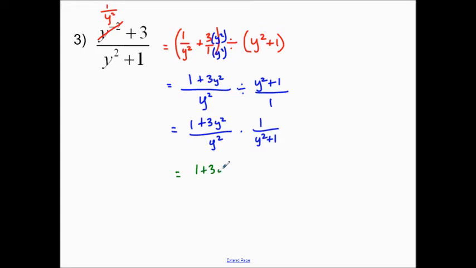So 1 plus 3y squared is our numerator. Then I'm distributing the y squared to both of those. I've got y to the 4th. Let me get that right. Y to the 4th power plus y squared. So that's the simplified form that doesn't have any little fractions in it.